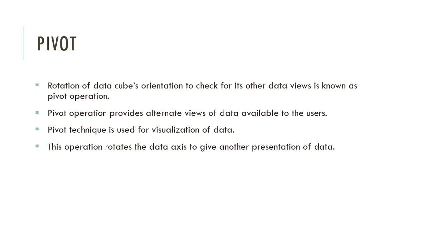Next is a pivot operation. Rotation of the data cube's orientation to check for its other data views is known as the pivot operation. Pivot operation provides alternate views of data available to the users. Pivot technique is used for visualization of data. This operation rotates the data axis to give another presentation of data.